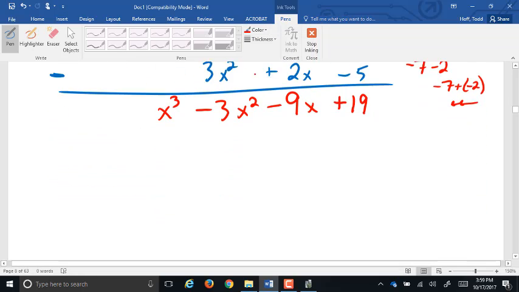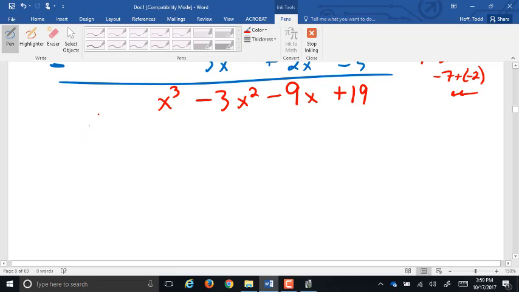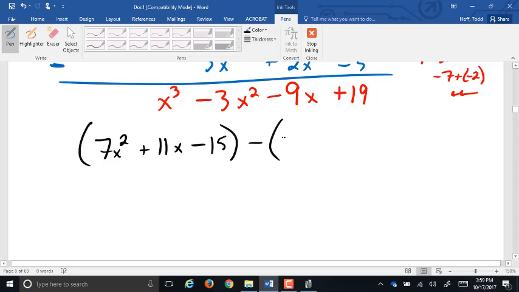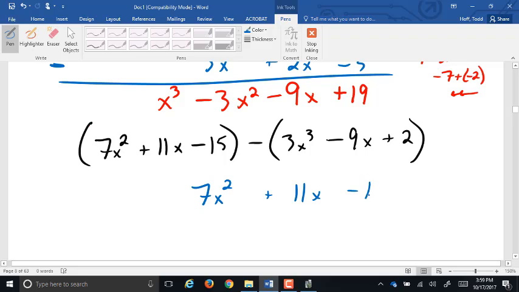How does that change if we flip things around? 7x squared plus 11x minus 15 minus 3x to the third minus 9x plus 2. So we write out the first one here. 7x squared plus 11x minus 15. When we go to put the second number underneath it, what do we have to do?